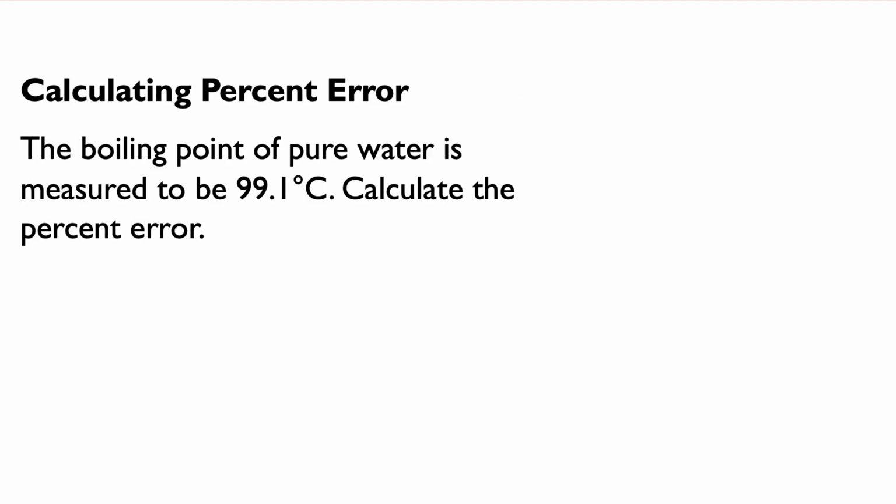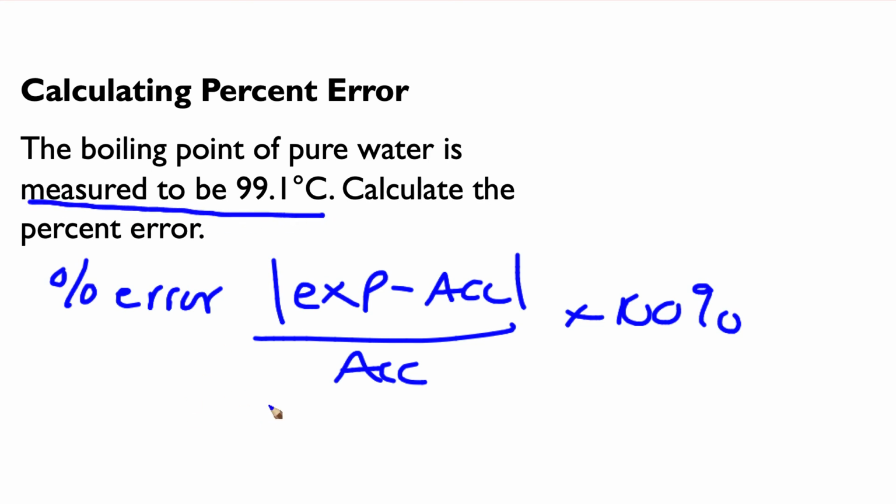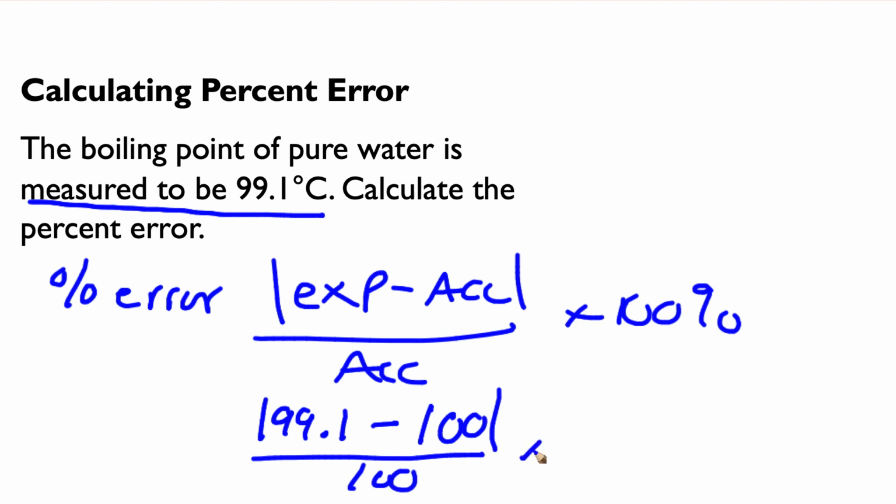For an example, it says the boiling point of pure water is measured to be 99.1 degrees Celsius. Calculate the percent error. So percent error is experimental minus accepted, all over accepted, times 100%. Our experimental, what we measured, is 99.1, minus the true or accepted value. This is a reference value, so pure water boils at 100 degrees Celsius, so it's 100, all over 100 times 100%.